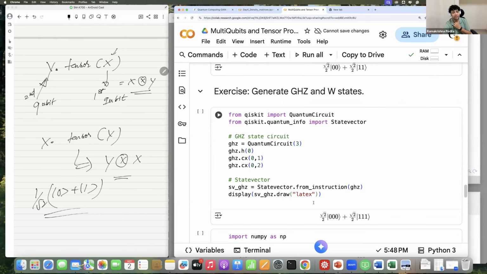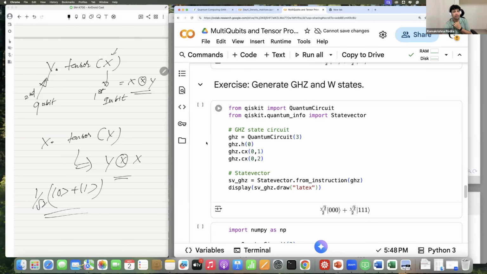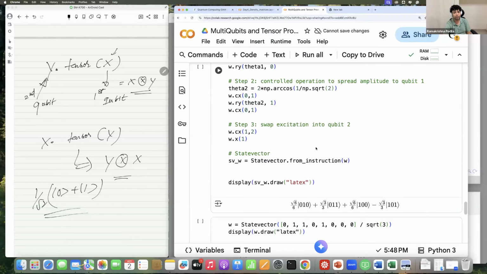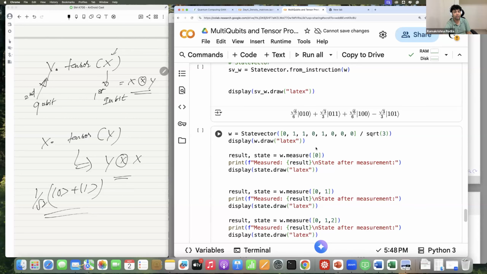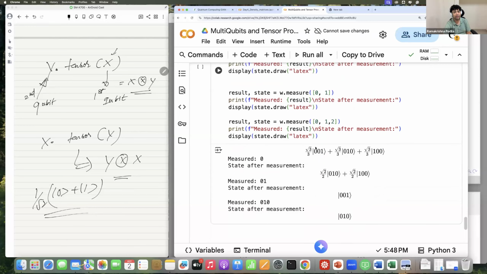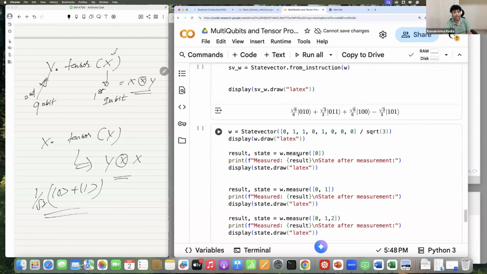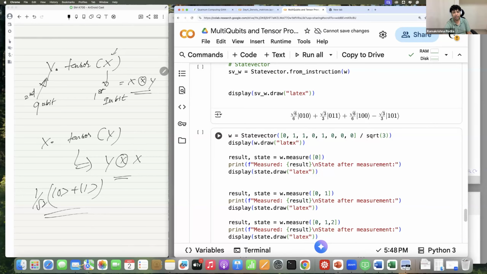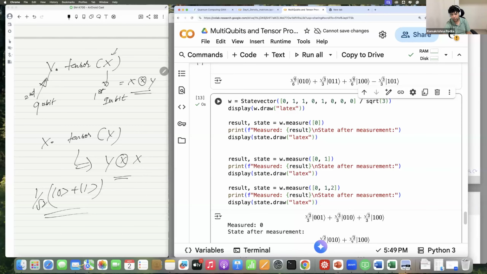So you can generate other sorts of 3 qubit states too. We'll talk about GHZ and W states later on, so we will see how that is different. The idea of what I showed you right now was how to make these tensor products, and then you can do the measurements. Like I made this state vector, let's say this one, W. There are 3 qubits. You see here 0, 0, 1, 0, 1, 0, 1, 0, 0, right?